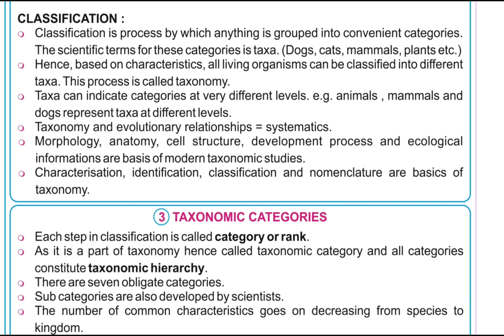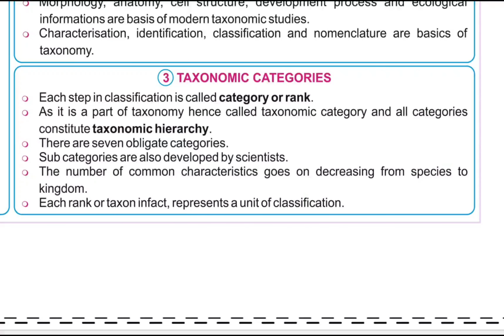Taxonomy and evolutionary relationships: systematics. Morphology, anatomy, cell structure, development process and ecological information are the basis of modern taxonomic studies. Characterization, identification, classification and nomenclature are the basics of taxonomy. Taxonomic categories. Each step in classification is called a category or rank. As it is a part of taxonomy, it is called a taxonomic category, and all categories constitute the taxonomic hierarchy.